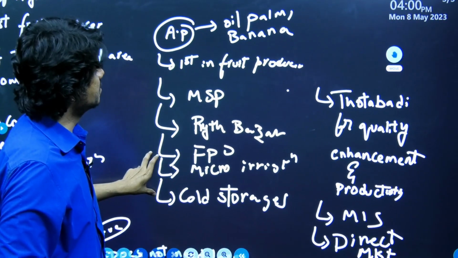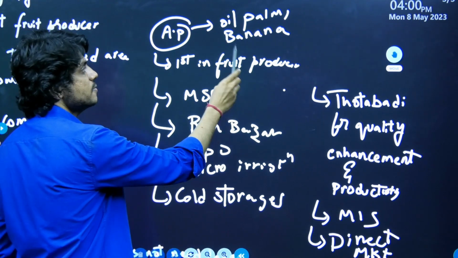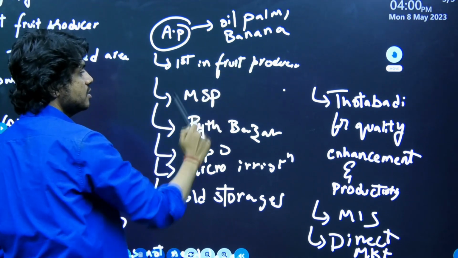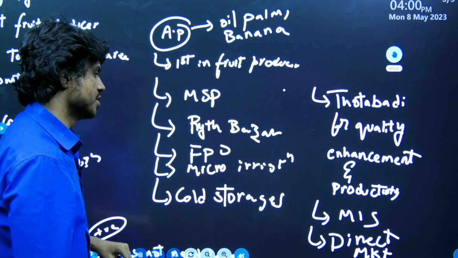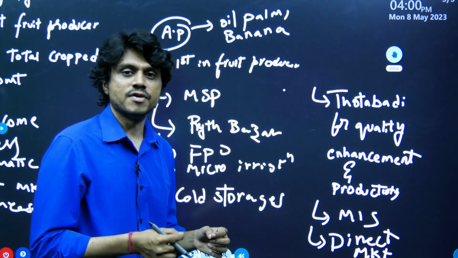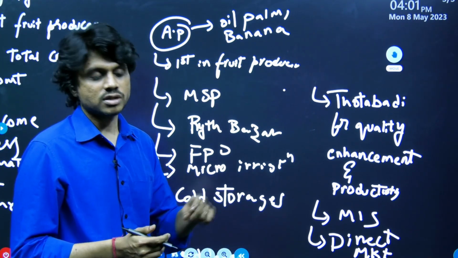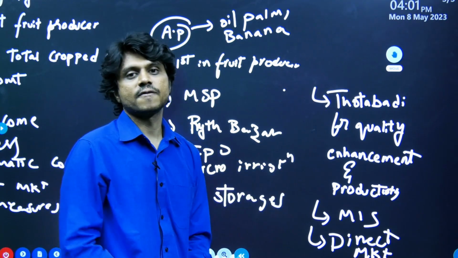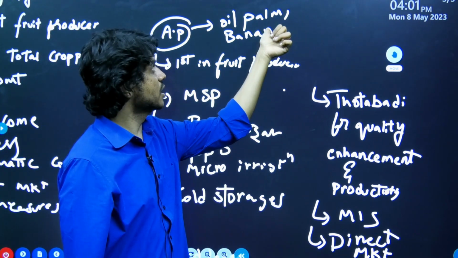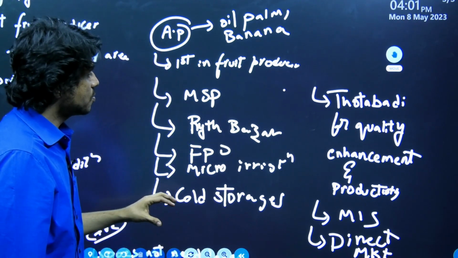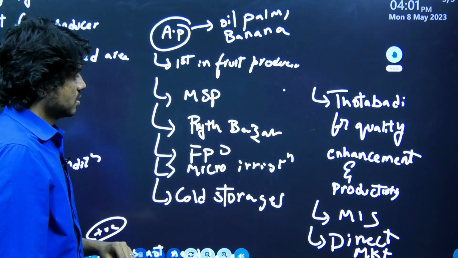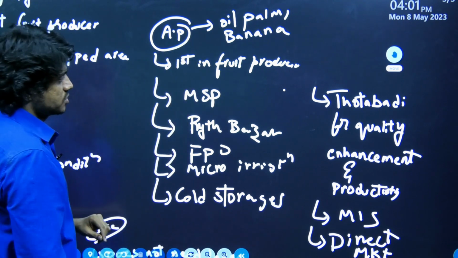Now, what are the initiatives taken up in Andhra Pradesh? Andhra Pradesh is first in fruit production. We are also a major producer of oil palm and banana. What are the various initiatives we are taking? Andhra Pradesh is providing microclimatic conditions, good environment, and irrigation facilities, so that horticulture production increases. What is horticulture? I hope you are all aware. That is fruits and vegetables, along with some commercial crops like oil palm and banana. So the government is providing a good amount of micro irrigation and local climate support in order to increase fruit production.